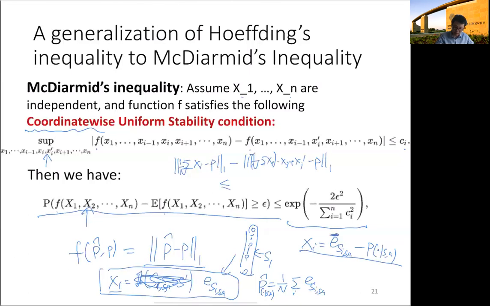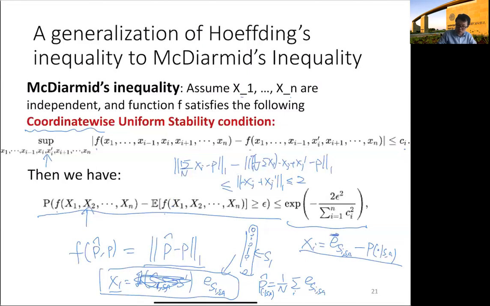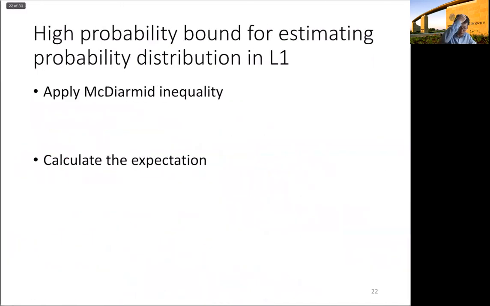And by triangular inequality, we can bound this by x_j plus x_j prime, 1 norm, right? And this is smaller than 2. Okay, so we've established that for all j, this c_j is smaller than 2. So now we can apply McDiarmid inequality to obtain the bound.